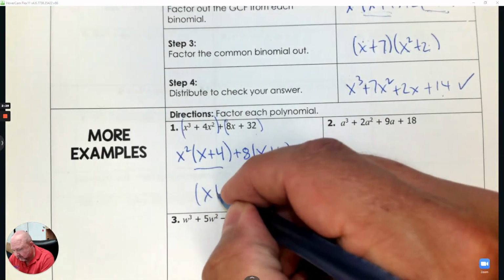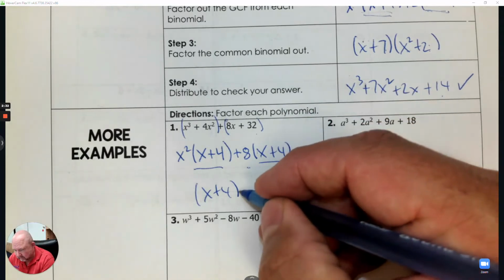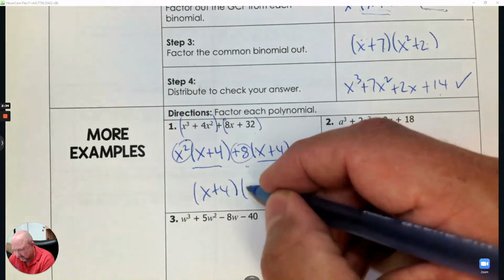And then I want you to notice that they both share the same factor. And they share x plus 4. And then what's left over is x squared plus 8. And that's it.